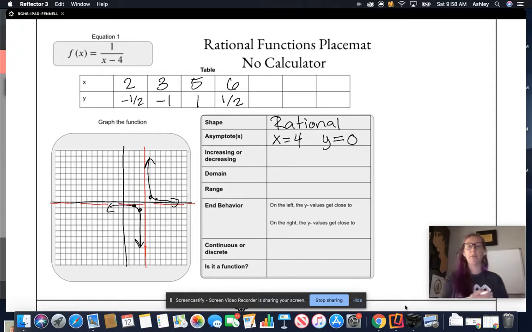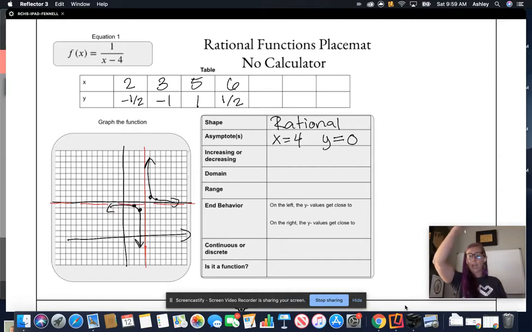Increasing, decreasing. Okay, so remember, we're looking for intervals where as we look across the graph left to right, y is either rising, increasing, the y values are getting bigger, or decreasing, the y values are getting smaller. As we trace what's happening from left to right, the y values are decreasing. On that first curve, as I move over, the y values just get smaller and smaller and smaller. They're never getting bigger. Now go to the other side.